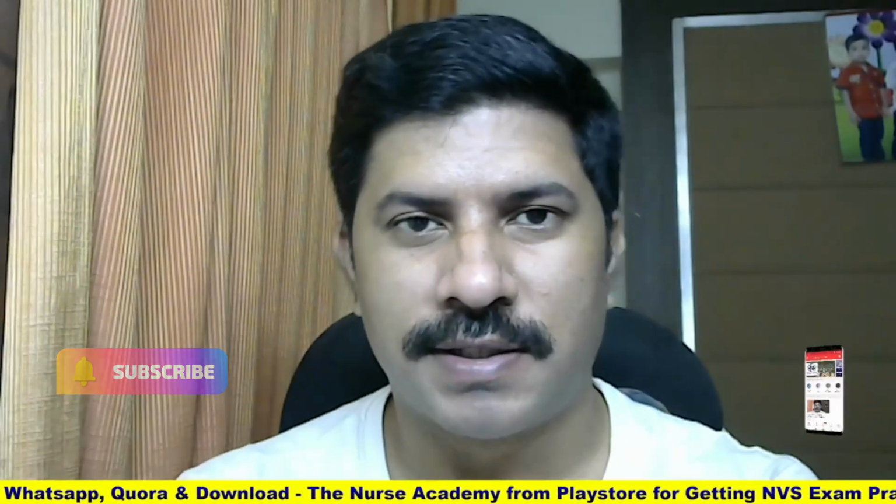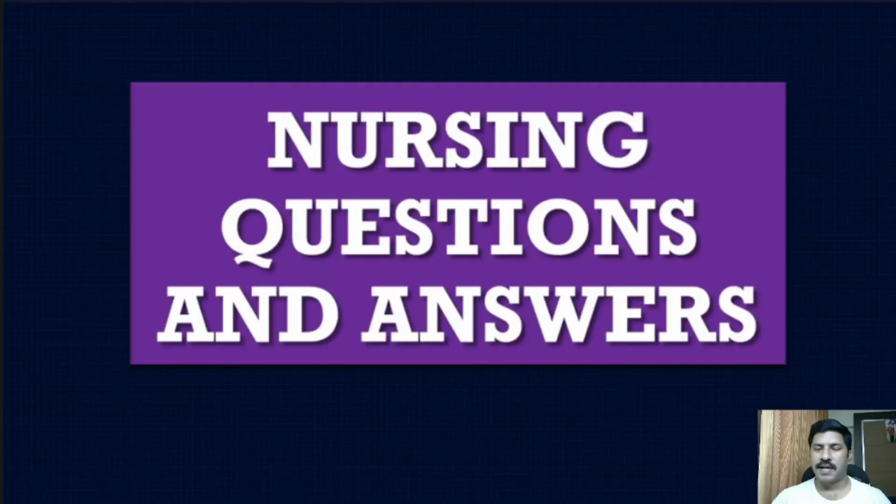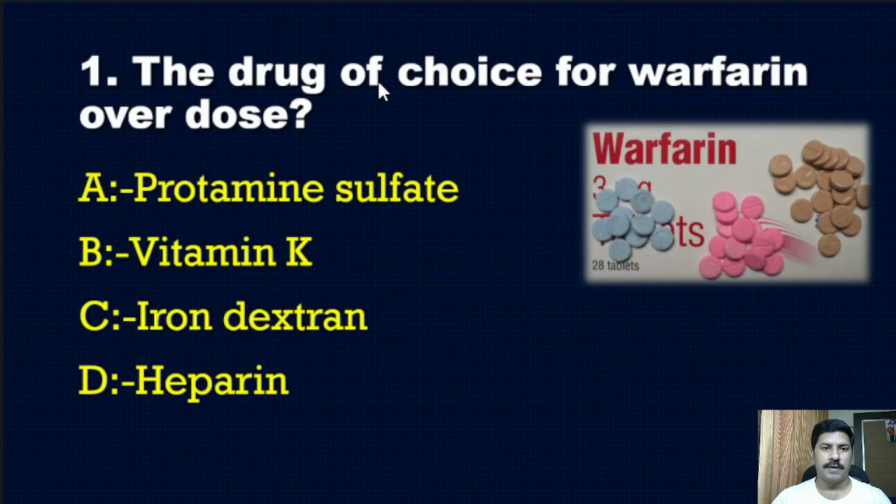We will go to our nursing questions and answers with their brief explanation. First question: the drug of choice for warfarin overdose. Options: protamine sulfate, vitamin K, iron dextran, heparin.